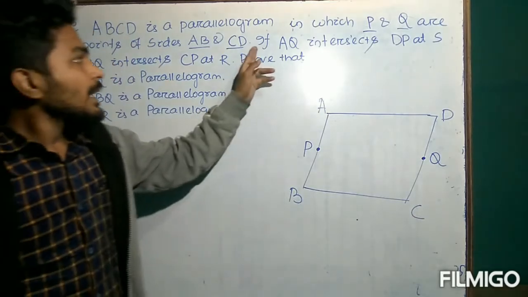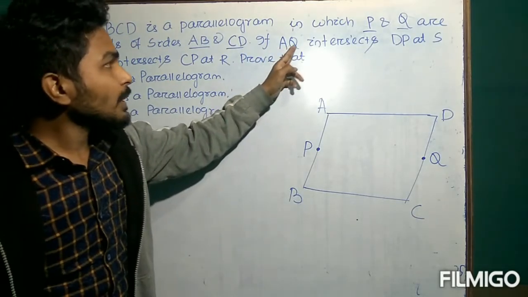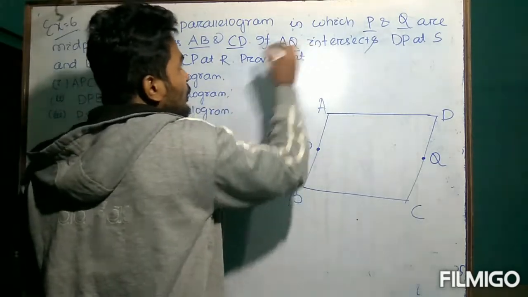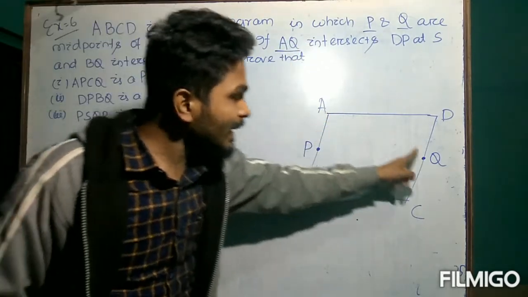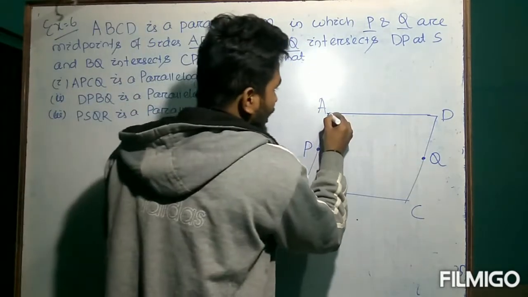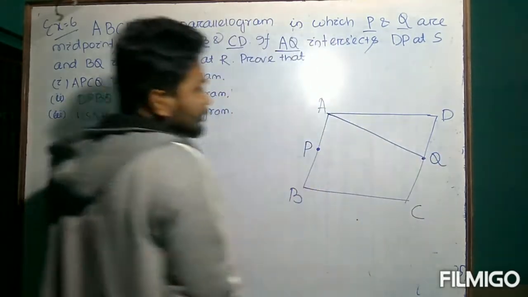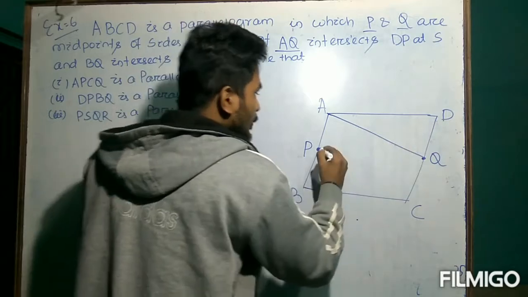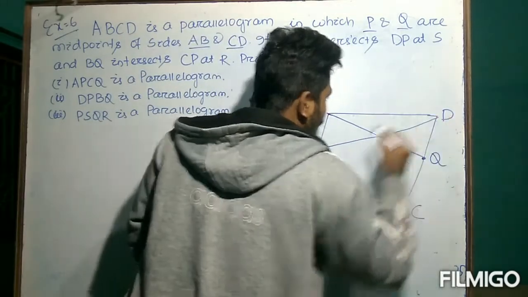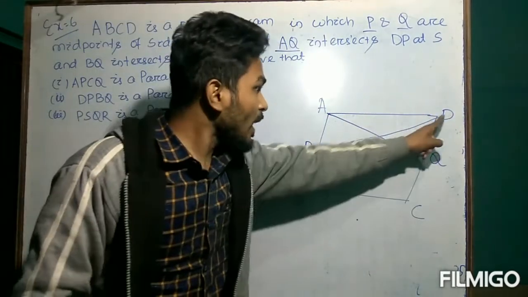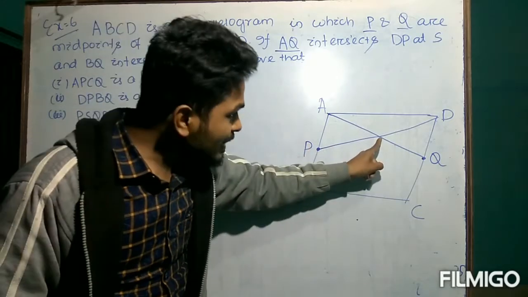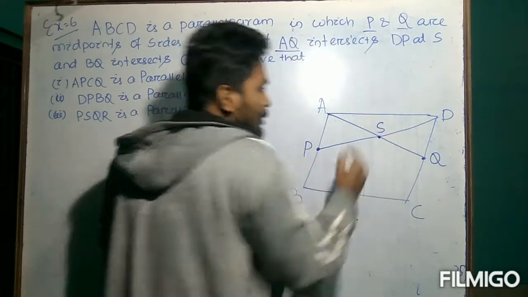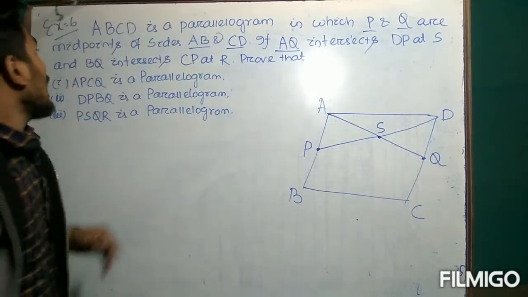Okay. If AQ intersects DP at S, so we have to join the points A and Q. So let's join them. This is AQ. And it intersects DP, so we have to join P with D. As you can see, AQ and DP intersect at a common point. Let's say the point is S. Understood?